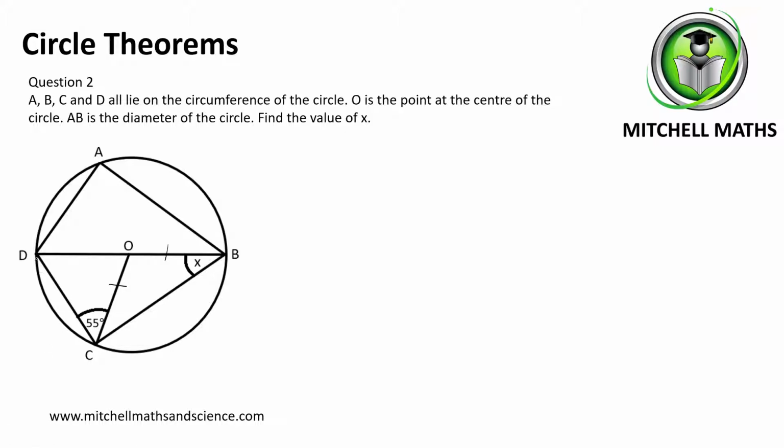So I know that angle DCB, this angle here, must be 90 degrees. And if I know that's 90 degrees, I can just do 90 take away 55 to find this angle here. That will be 35. Therefore, this angle here is 35 degrees. And because this is an isosceles triangle, the 2 angles at the bottom will be the same. So that means that x in this question is 35 degrees.